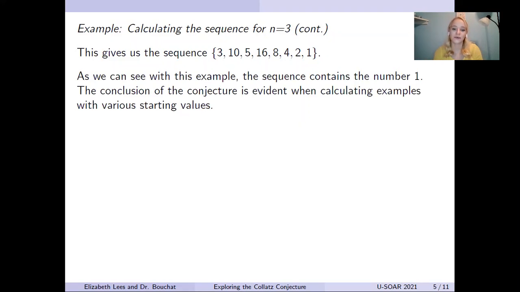When we look at examples like this, it's easy to see the conclusion of the conjecture, but looking at the big picture, it's hard to prove that it works for all natural numbers.